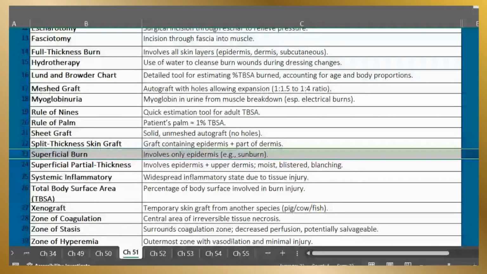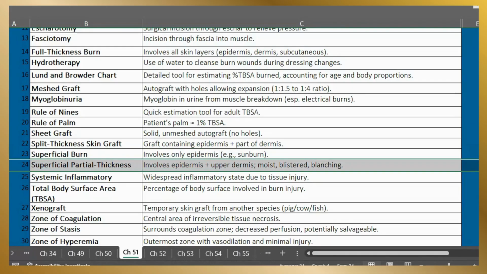Superficial burn involves only epidermis, so it's like sunburn. So it's red, dry, painful. Heals in about 3 to 5 days without scar. Superficial partial thickness burn involves epidermis and upper dermis, moist, blistered, blanching. So this heals in about 7 to 14 days with minimal scar.